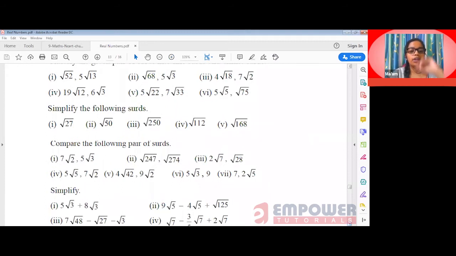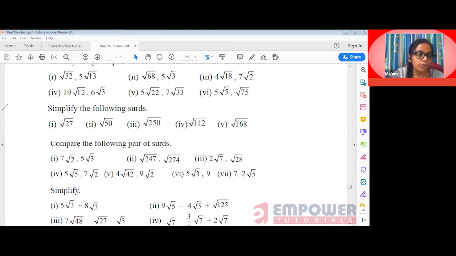Now compare the following pair of surds. If someone asks you to compare these two types of irrational numbers, it will be very difficult to know which one is greater and which one is smaller. So you have to compare these surds to see which one is greater, which one is smaller, or whether those irrational numbers are equal. So first you have to convert them into the same form, so that you will be able to understand which one is greater, which is smaller, or whether the two surds are equal.